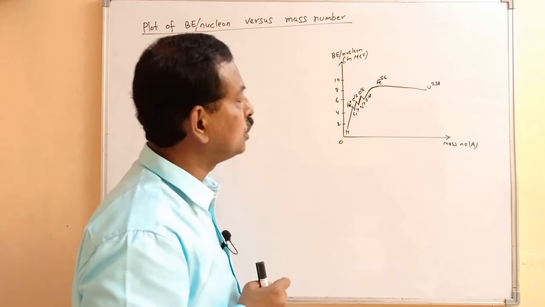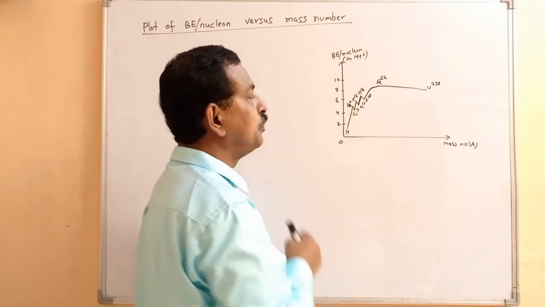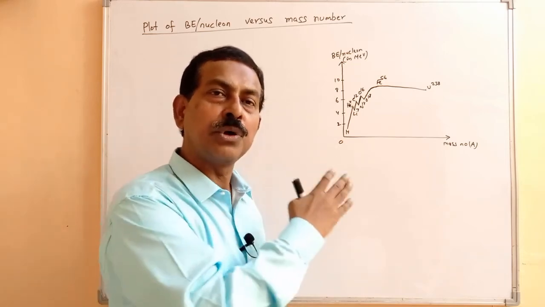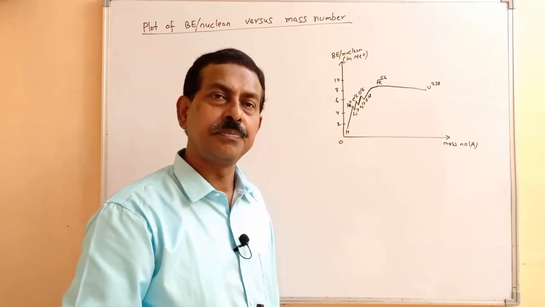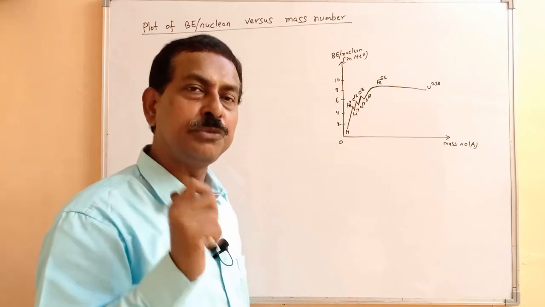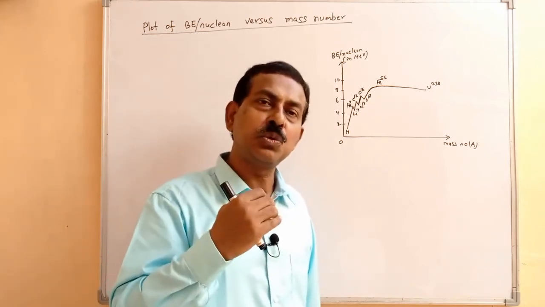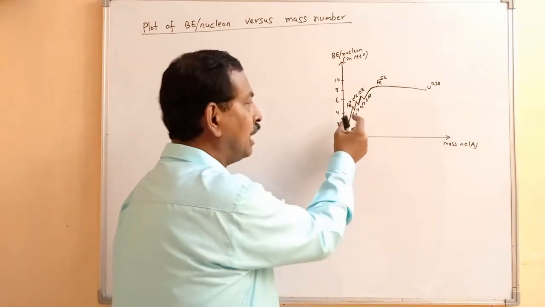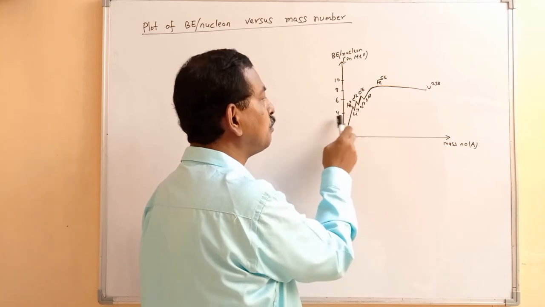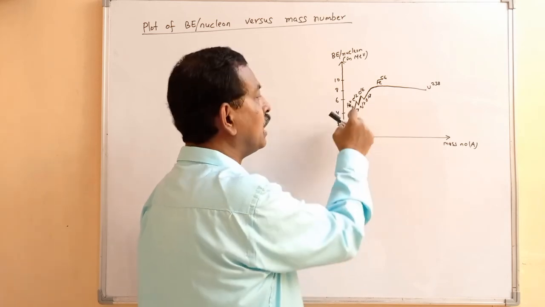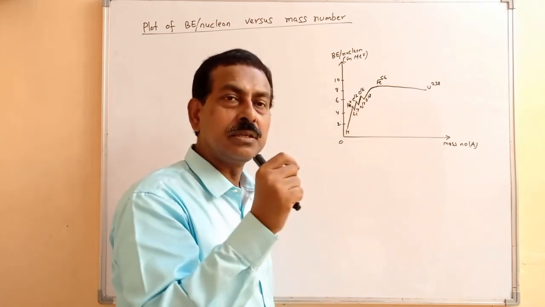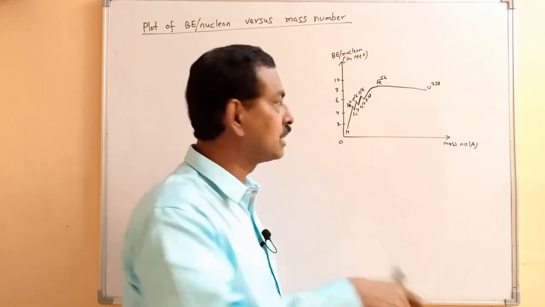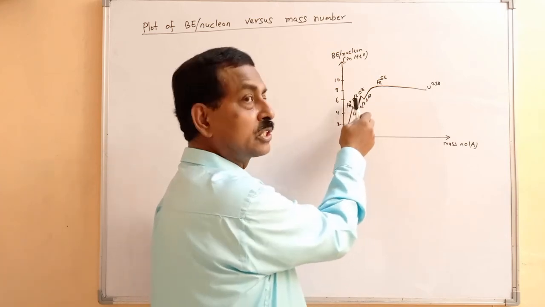So here you could see that we can easily explain the phenomena of fusion and fission from this binding energy plot. Suppose I take the phenomenon of fusion, where lighter nuclei combine together to form a heavier nucleus. Now you see, lighter nuclei have binding energy per nucleon which is less. So if they combine, the mass number will increase, and as the mass number is increasing, the binding energy per nucleon will also increase.